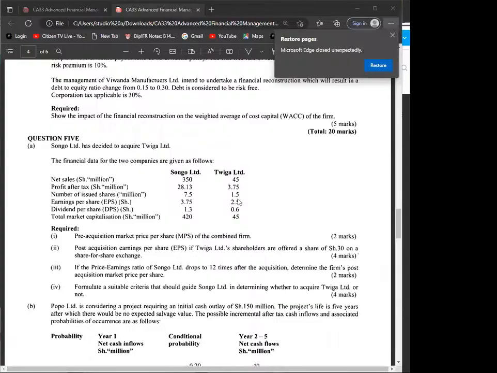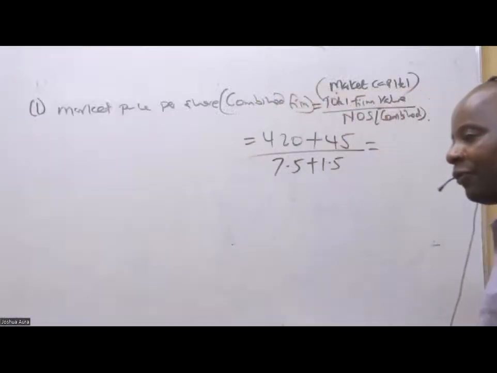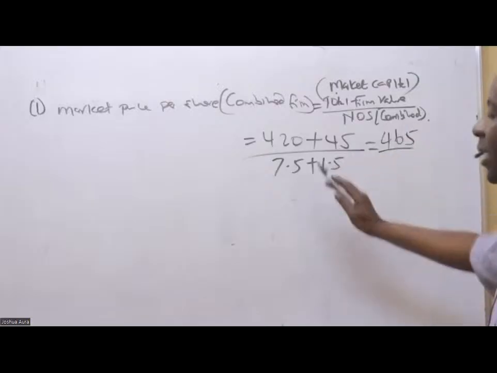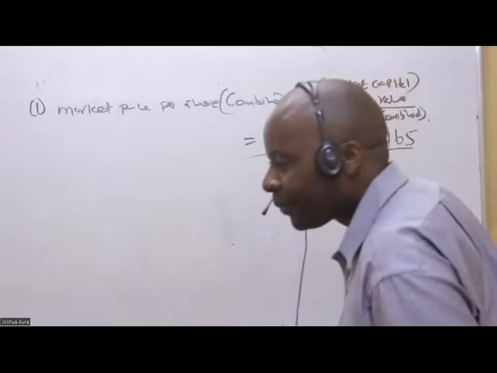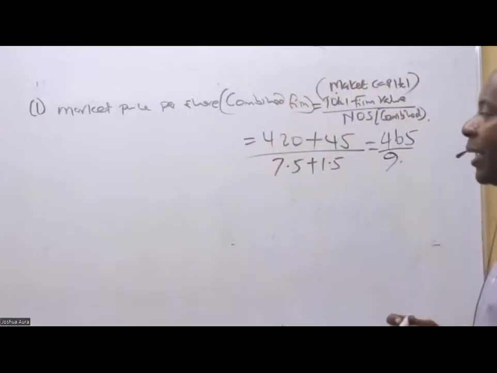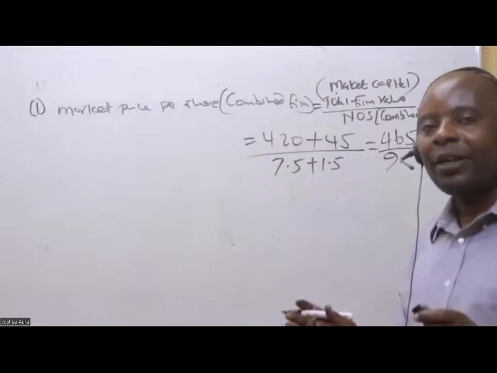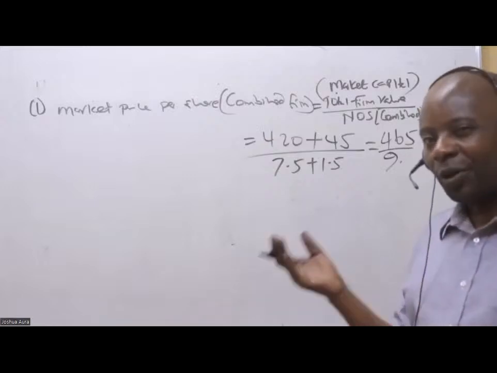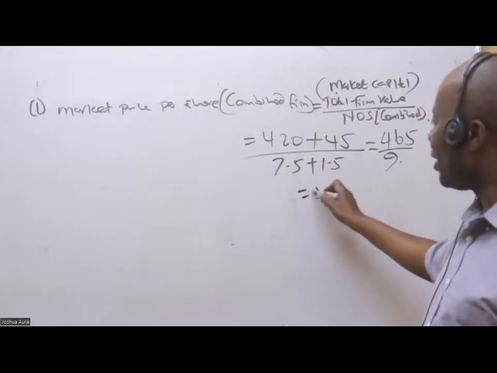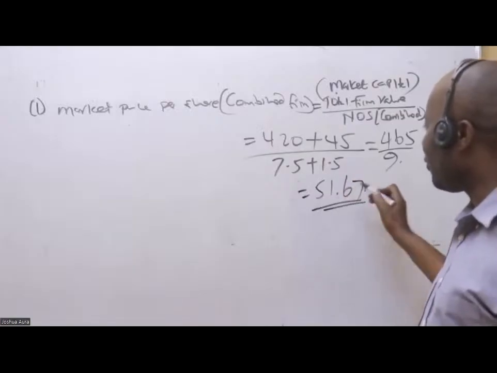So could you kindly give me the numerator here? The numerator for 420 plus 45. This gives me 465. 465 divided by this plus this gives me how much? 9. So in this case, what is this market price per share of the combined firm pre-acquisition? The theoretical. I'm being given 51.67 like that.